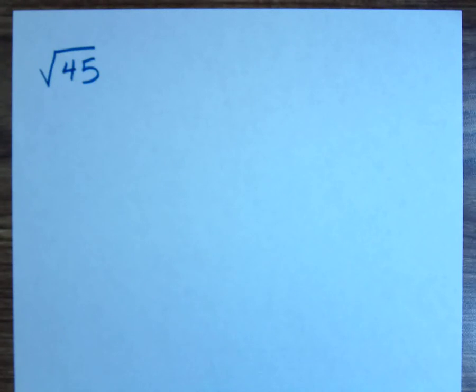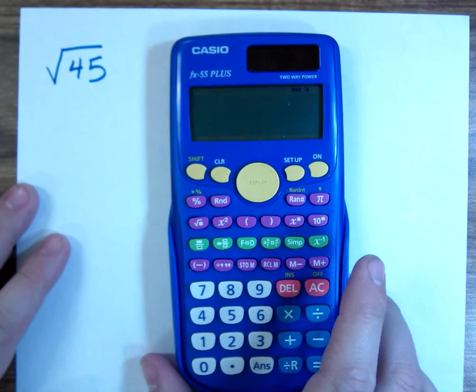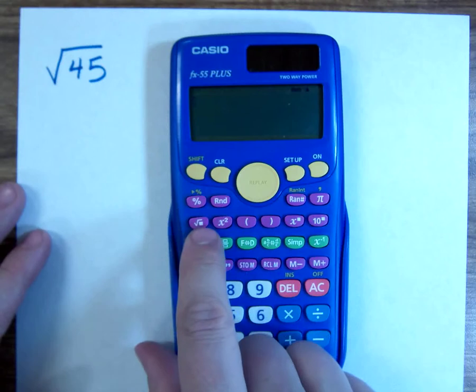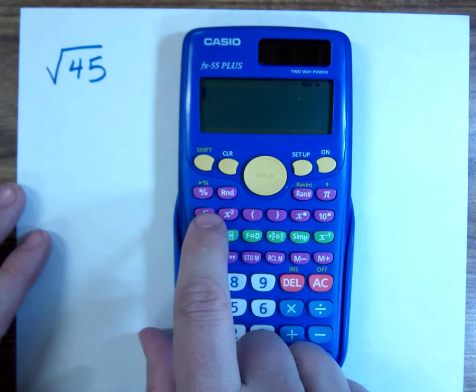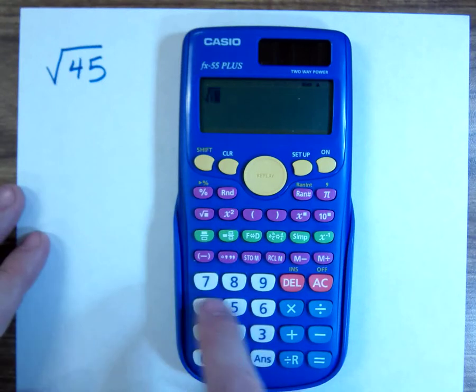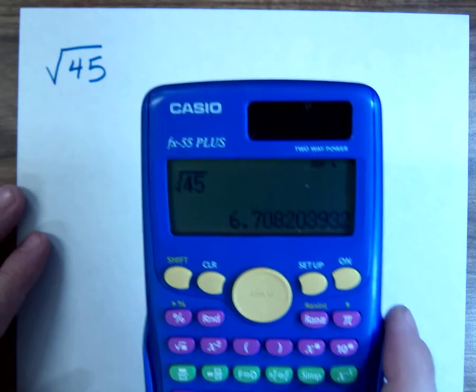Okay, so first I'm going to show you how to do it using your school-approved super calculator. So here's the incredibly high-powered Casio FX55 Plus, and the square root button is right there. See, it's got the square root with a little box. So if you press square root and then type in 45, square root and then 45.